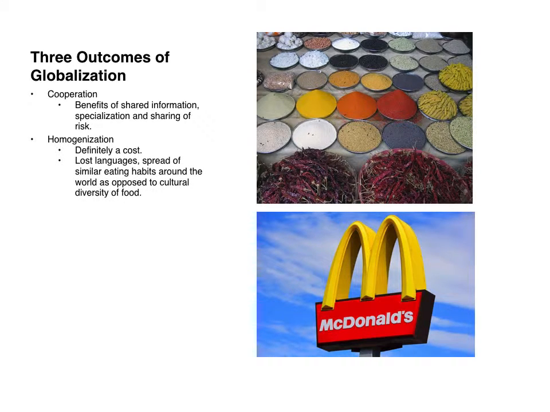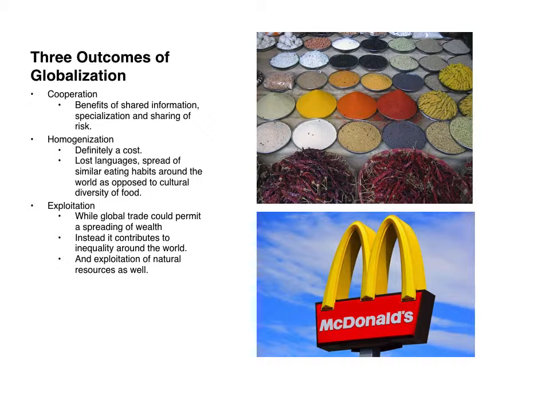But there's also homogenization, definitely a cost. Lost languages, spread of similar eating habits around the world, as opposed to the cultural diversity of food. So, fast food franchises are symbolic of a more general dissemination of unsustainable practices and lifestyles. Lots of criticisms on McDonald's overusing meat and beef, and the idea of overproduction of methane, which is definitely a harmful product that is influencing global warming.